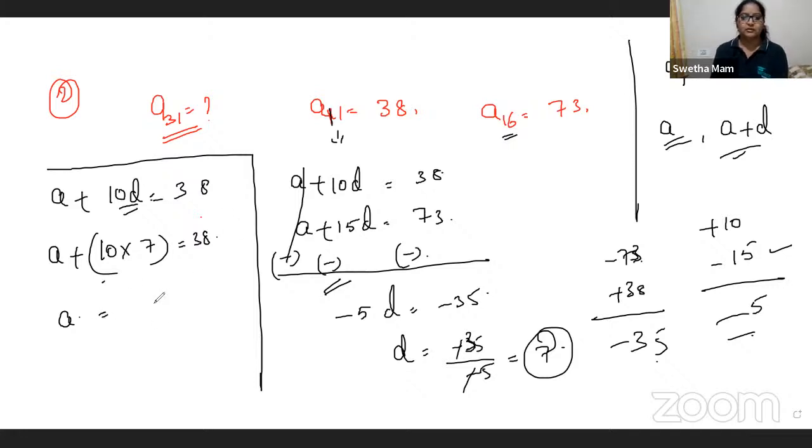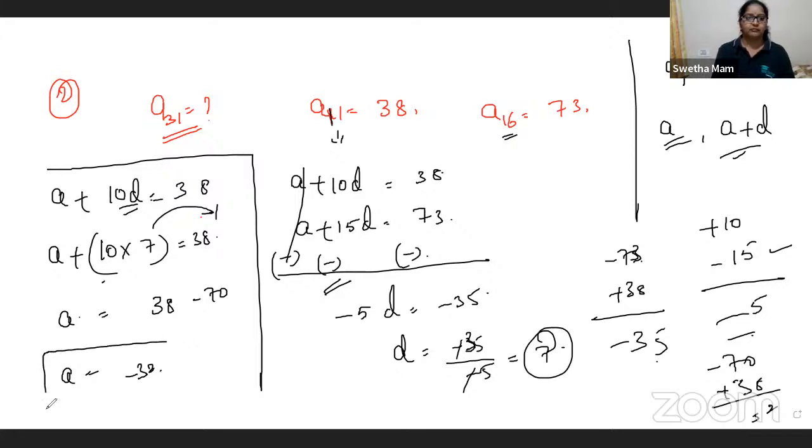That is equal to, write 38 as it is. Take this to the right hand side. So 10 into 7 is 70, plus 70 becomes minus 70. That is equal to, children, what is minus 70 plus 38? That is minus 32. The value of A is minus 32.